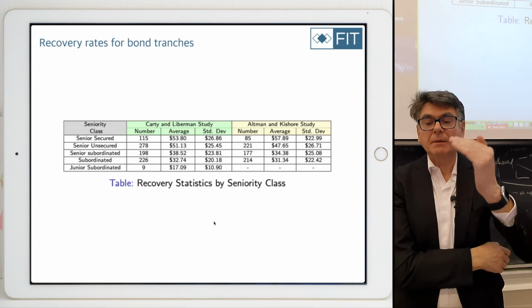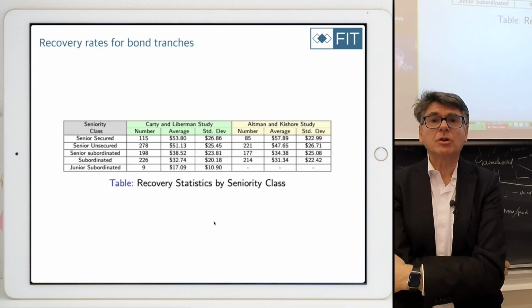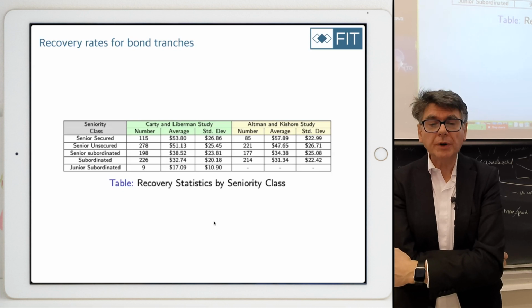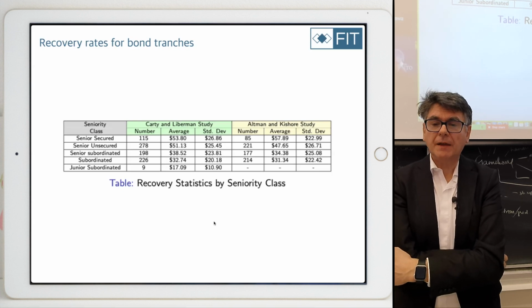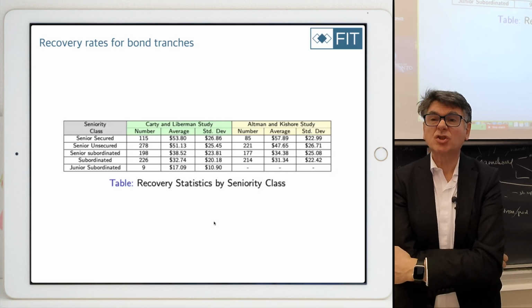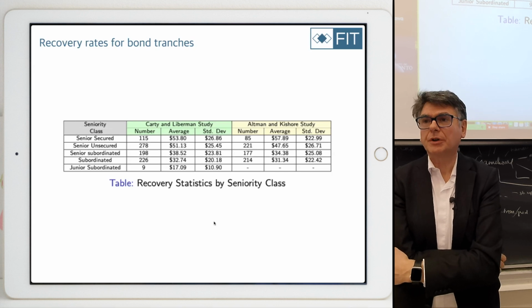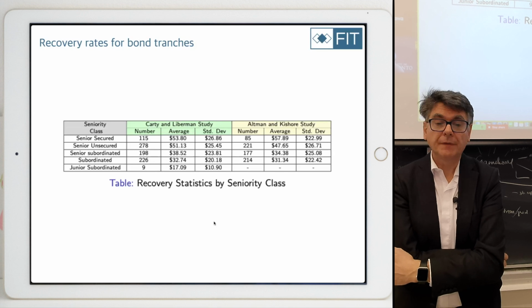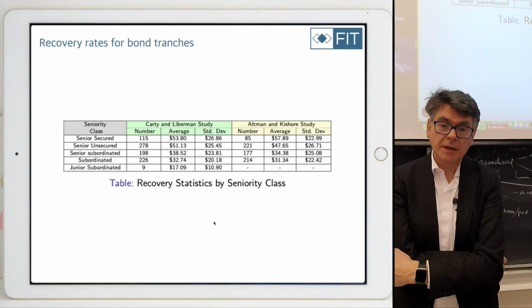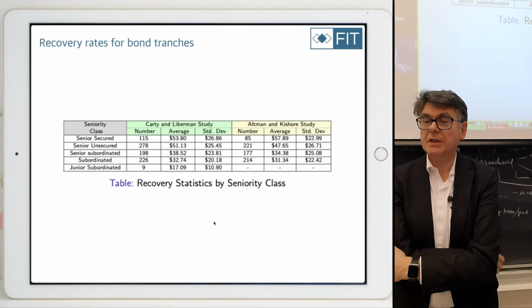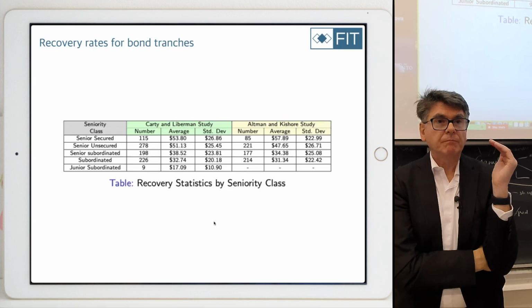Then when you go one step down, the average goes down a little bit and the standard deviation goes up a little bit. When you go all the way down to subordinated, that is where the average recovery rate is 30%. The standard deviation is 20. So there will be cases where you get nothing back, and cases where you actually get a pretty good recovery of 50%. All right? They did not look at junior subordinated. The case of Lieberman, they did look at that, and the recovery is smaller.